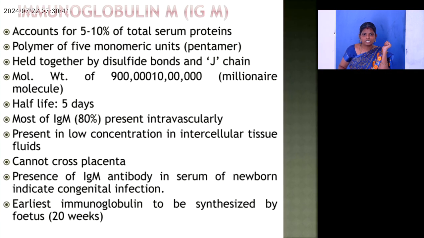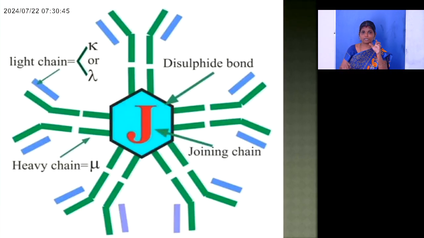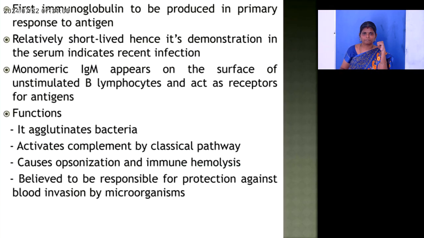Then IgM. This immunoglobulin IgM is a pentamer. There are 5 immunoglobulin units. Each has a mu type of heavy chain, and the light chain may be either kappa or lambda. All 5 are joined together by a J chain. So there are 10 different Fab regions here, and 5 different Fc regions.